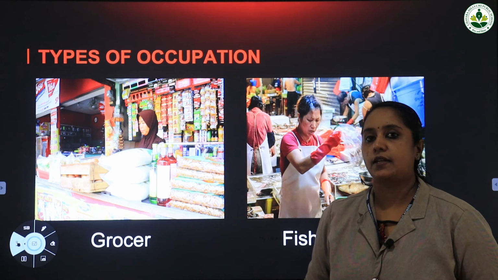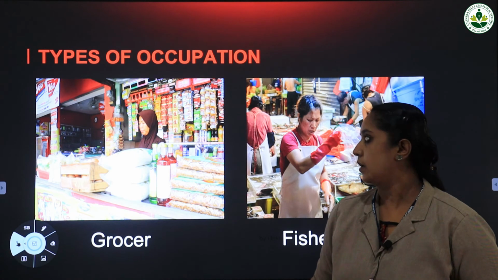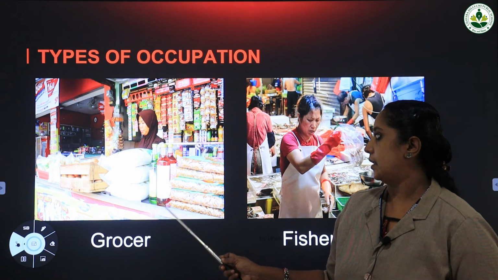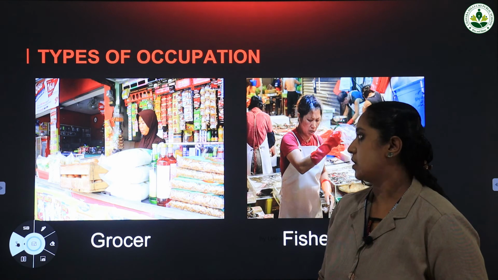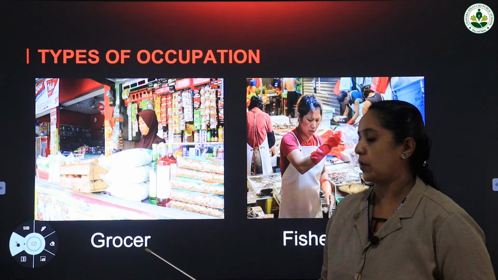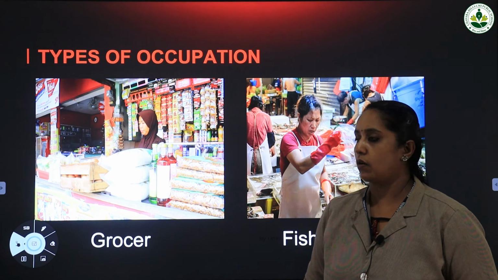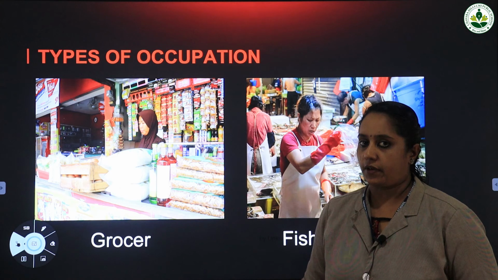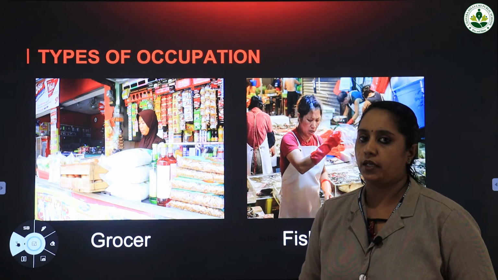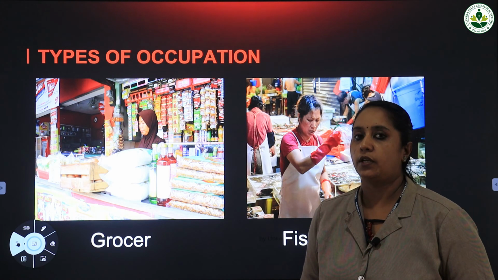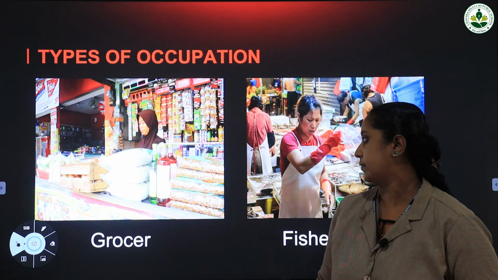What is being sold in a grocery shop? A lady is there. You can see that there are different things which are sold in a grocery shop. So a person who sells such things is known as a grocer. All sorts of pulses, all sorts of grains, even rice is being sold in the grocery shop. We get sugar, so many things. So we have to depend on the grocery shop for buying these things. So this is a grocer.